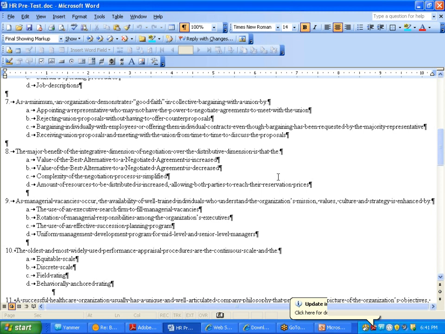Yeah, I'll take 9. As managerial vacancies occur, the availability of well-trained individuals who understand the organization's mission, values, culture, and strategy is enhanced by: A, the use of executive search firms to fill managerial vacancies; B, rotation of managerial responsibilities among the organization's executives; C, the use of an effective succession planning program; D, uniform management development program for mid-level and senior-level managers. I'm going to go with the one that seemed most eloquent, C, the use of an effective succession planning program. Bingo. Good answer.